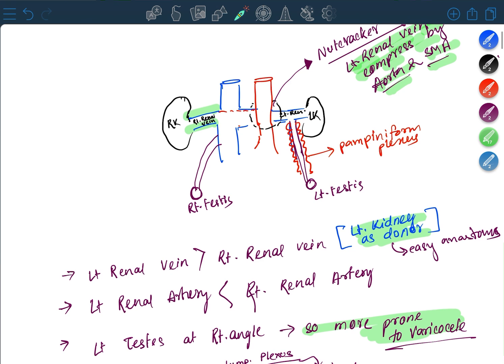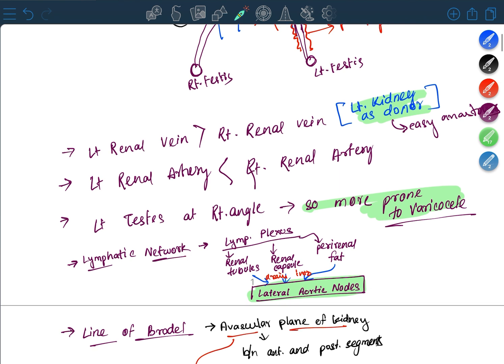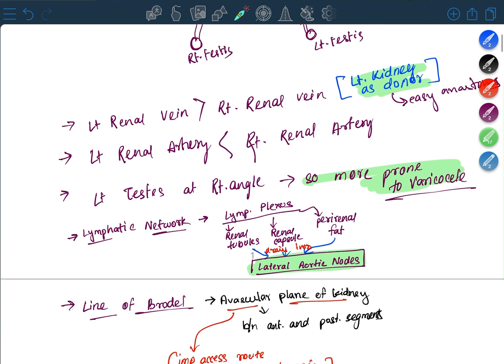Okay. And one more thing is, the left kidney is always chosen as a donor. Meaning if the donor can give two kidneys, then the left kidney is chosen. Why? Because the left renal vein is longer and it is easy to anastomose. See, the lymphatic network has lymphatic plexuses which drain into the lateral aortic nodes. Three lymphatic plexuses are there, from the renal tubules, renal capsule, and perirenal fat. So the kidney is supplied by three lymphatic plexuses.